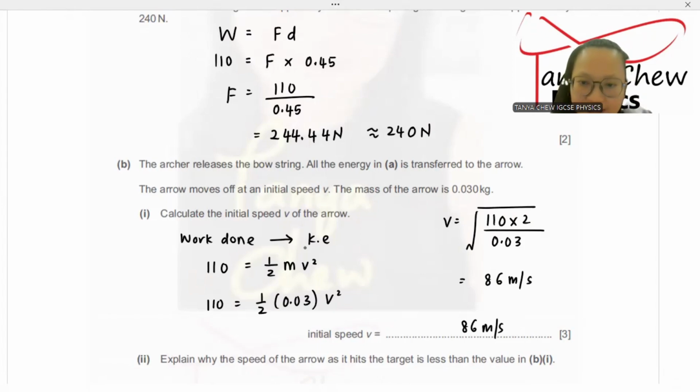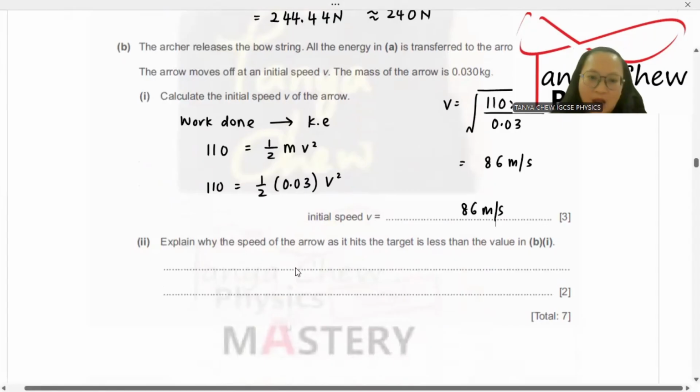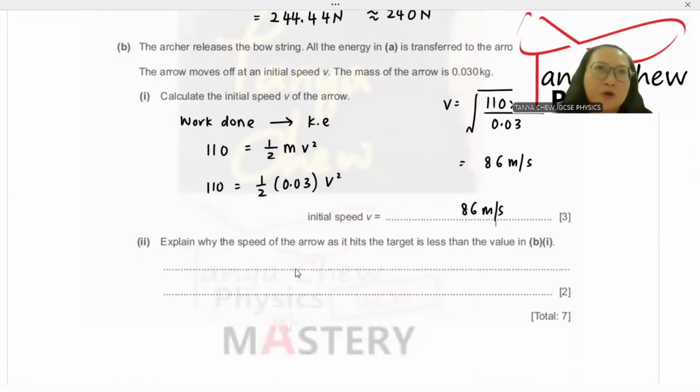86 meter per second. Now explain why the speed of the arrow as it hits the target is less than the value in B1. Remember, we are surrounded by air particles. So some of the initial work must be used to overcome the air resistance experienced by the arrow.